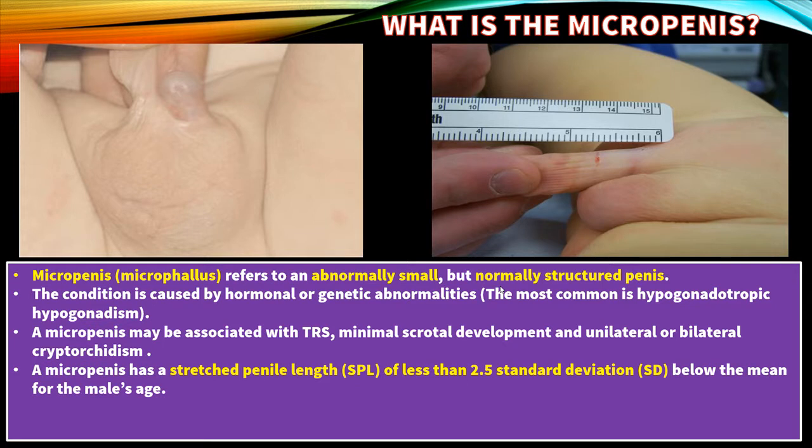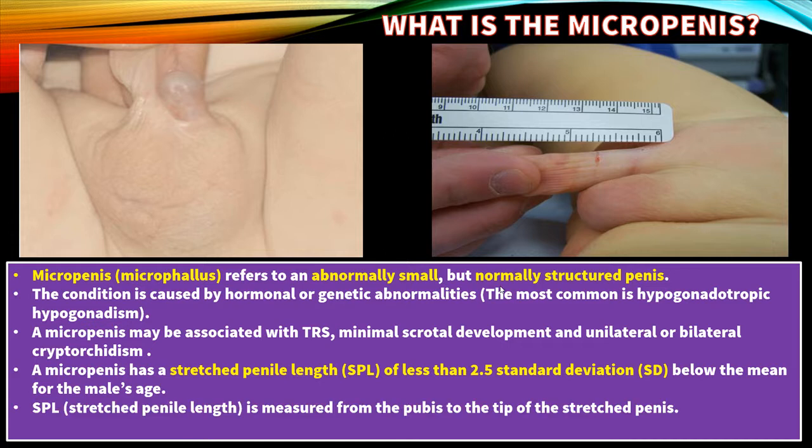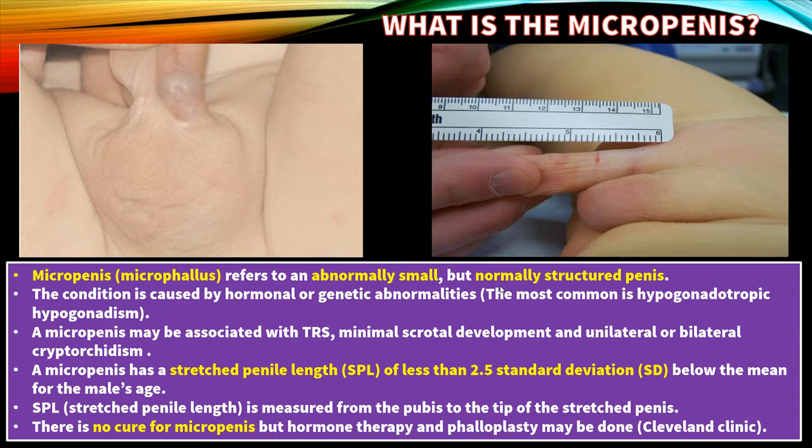A micropenis has a stretched penile length, SPL, of less than 2.5 standard deviations below the mean for the male's age. SPL is measured from the pubis to the tip of the stretched penis. There is no cure for micropenis, but hormone therapy and phalloplasty may be done.